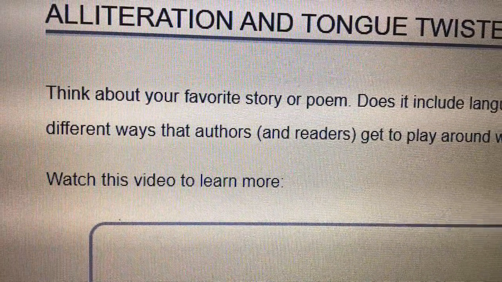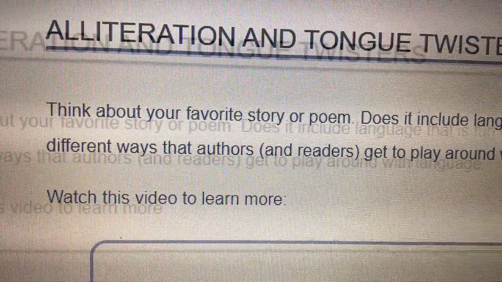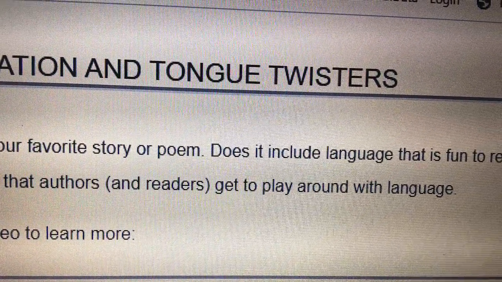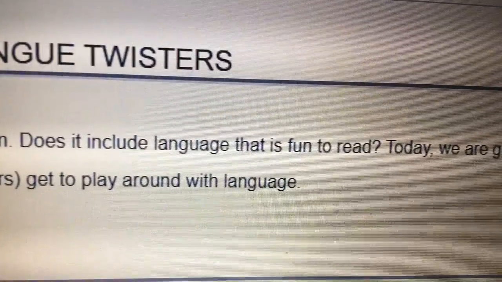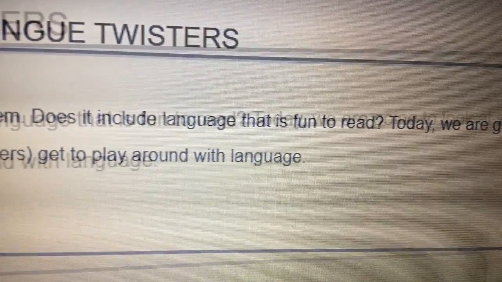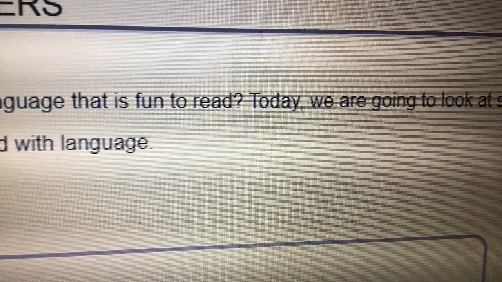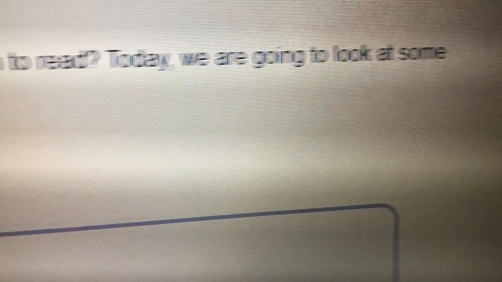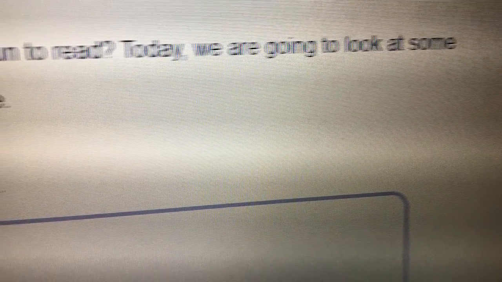Alliteration and tongue twisters. Think about your favorite story or poem. Does it include language that is fun to read? We are going to look at some different ways that authors and readers get to play around with language. You're going to get to watch a video. Tongue twisters are similar to alliteration, but they include repetition of vowel sounds too. They are also much harder to say.